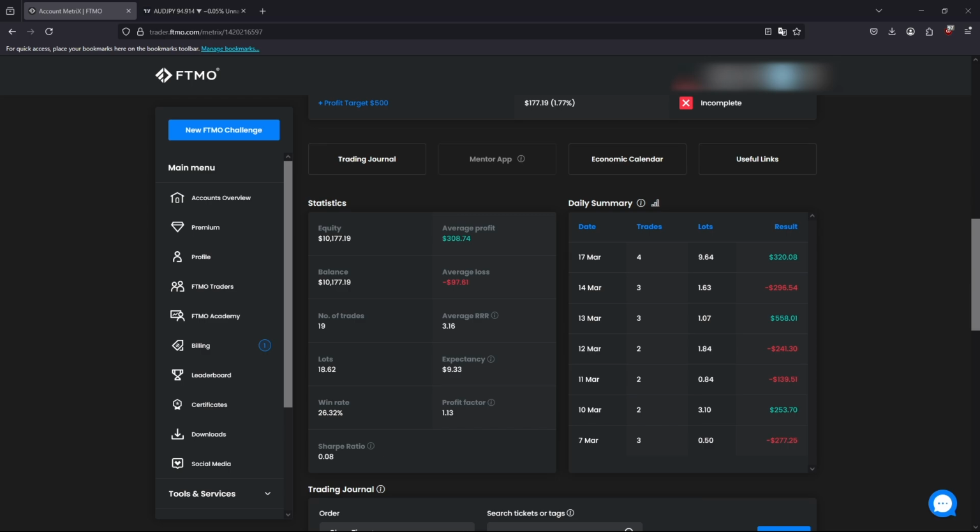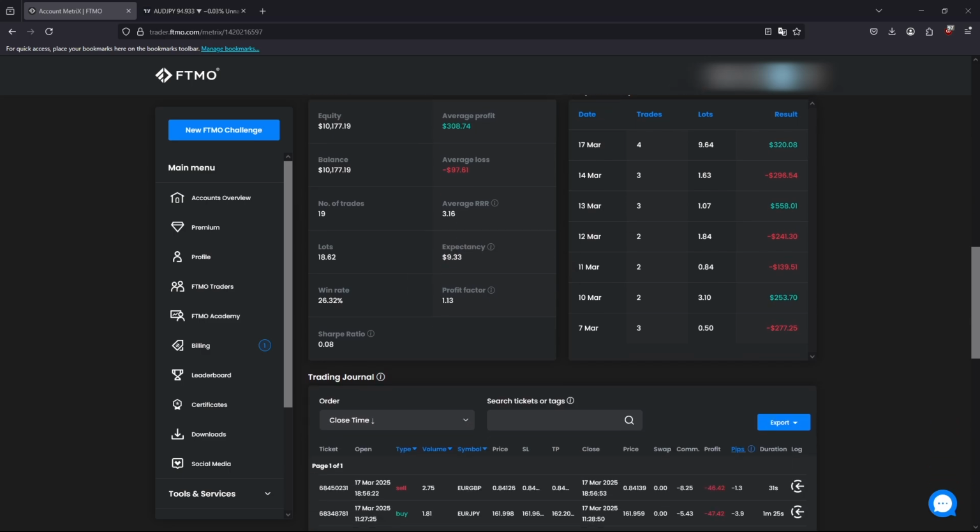Then we've got our statistics. My average profit was 300 and my average loss was 97, which is 1%. Very nice. 19 trades over the 14 days. Average risk to reward ratio is 3.16, so I do a minimum of 1 to 3. My win rate is 26%, and I'll explain why later, with a profit factor of 1.13. If it's above 1, it is profitable. Of course, a higher profit factor means better.